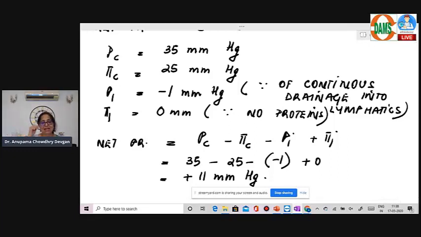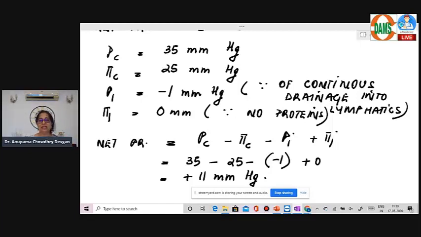Positive sign means that there is net movement of fluid from the capillaries into the interstitium, and whatever fluid comes into the interstitium will be drained by the lymphatics. This is what happens normally. The direction of the net force is from the capillaries into the interstitium, and the net force is plus 11 millimeters of mercury.